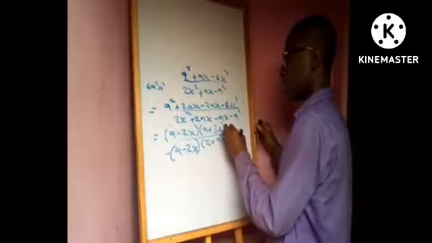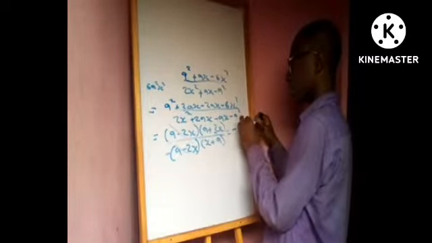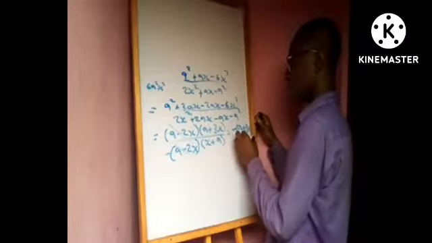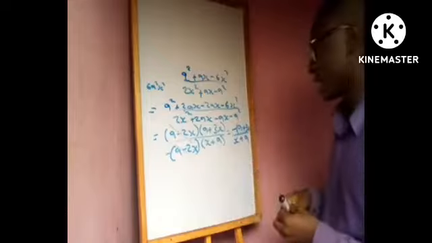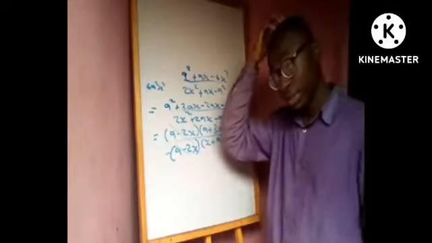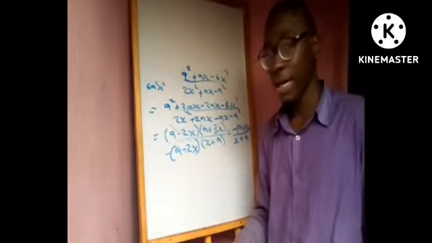That will leave minus a plus 3x divided by x plus a. So our answer will be minus a plus 3x divided by x plus a. That's the value of this equation. So that is how to simplify fractions by dividing by factorization.